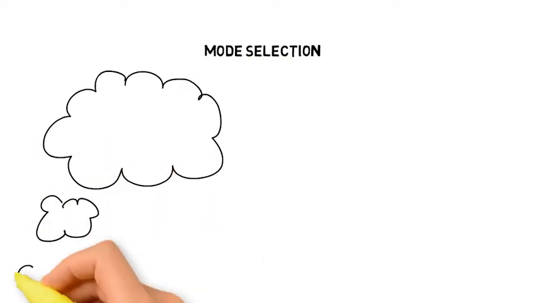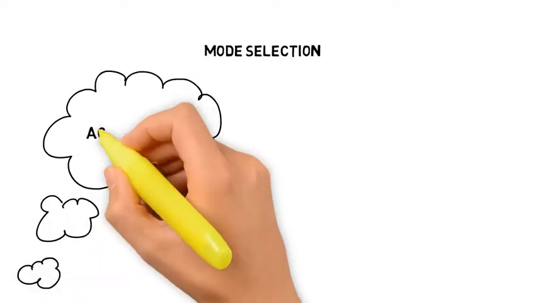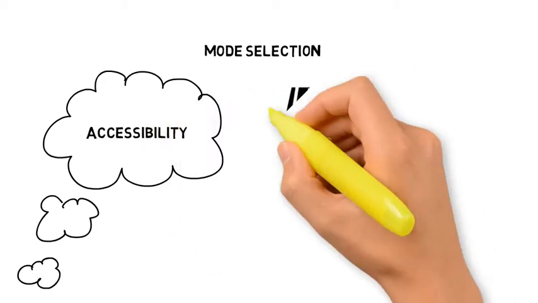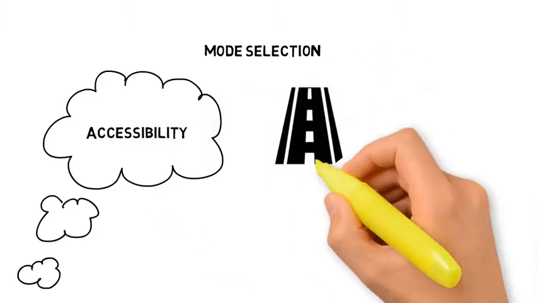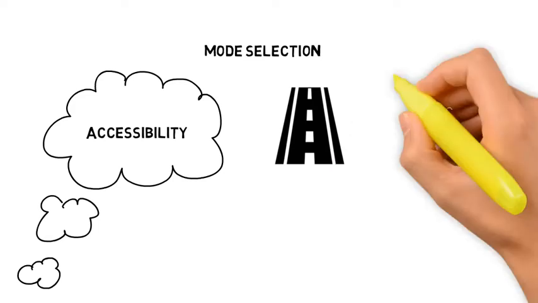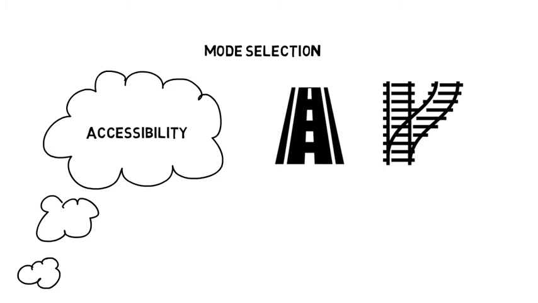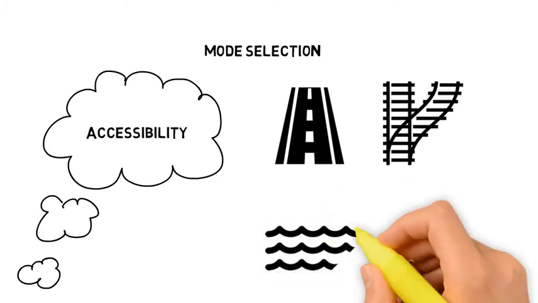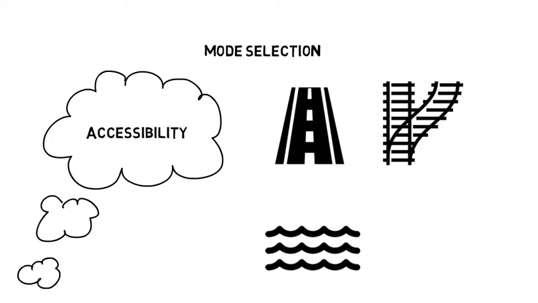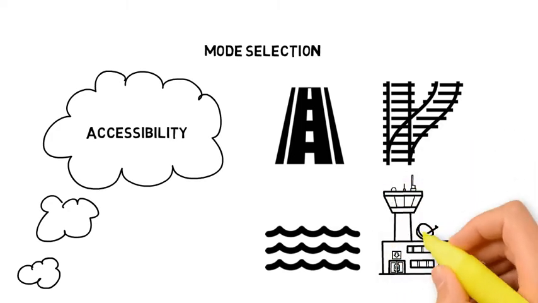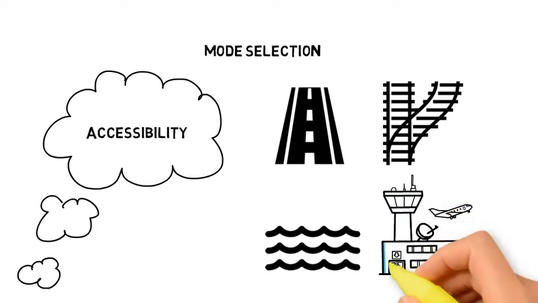Mode selection refers to the choice of transportation mode used to transport the cargo. The first consideration is, of course, accessibility. Is it actually possible to use a particular mode? For road transport, the destination must be connected to an appropriate road network. For railway transport, the destination must be connected to a railway network. For water transport, the destination must be connected to a water body, like the sea or a river. For air transport, there must actually be an airport or an area suitable for landing an aircraft at the destination.